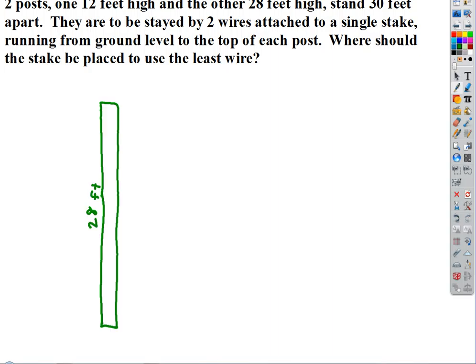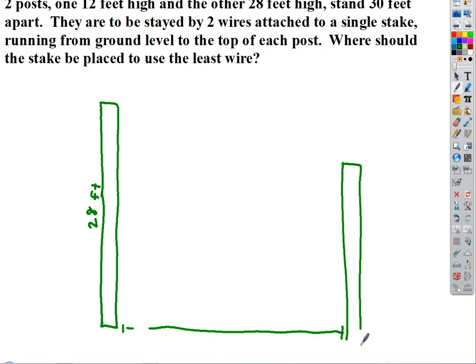12 feet, all right, that's going to be a little longer than the pole. So we'll measure it right here. Fair enough. It doesn't have to be to scale, that's fine. 28. What else is there? 30 feet apart.